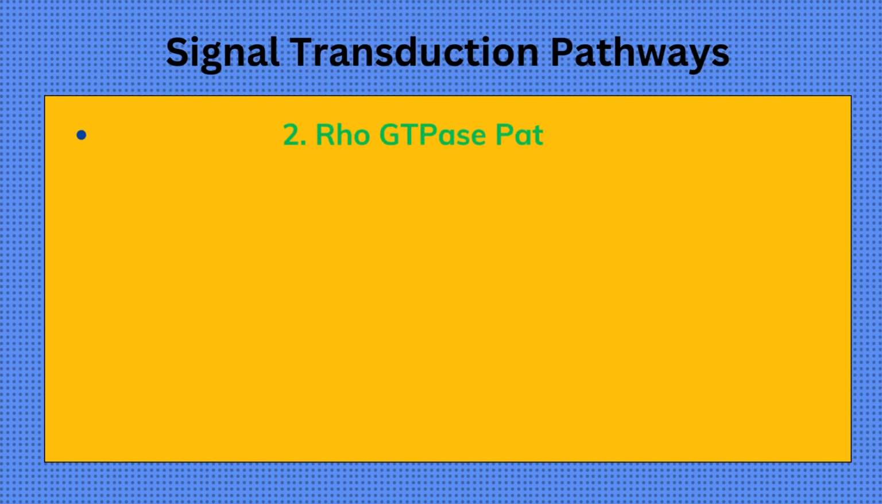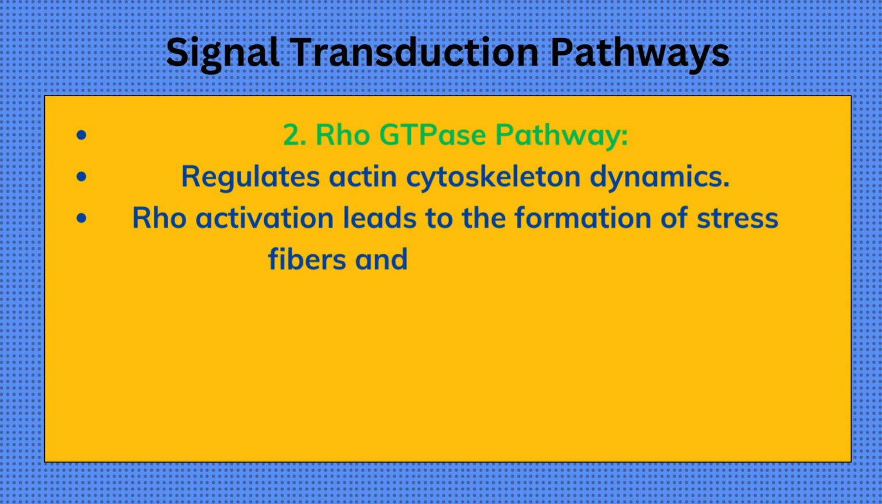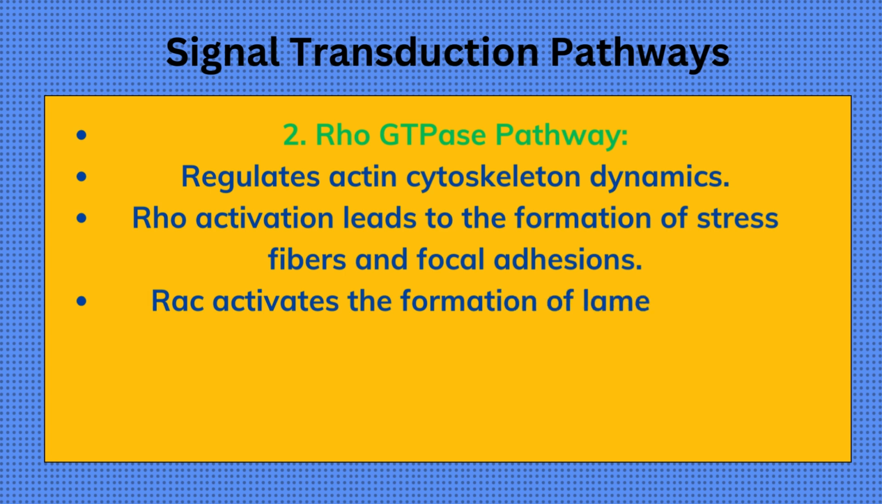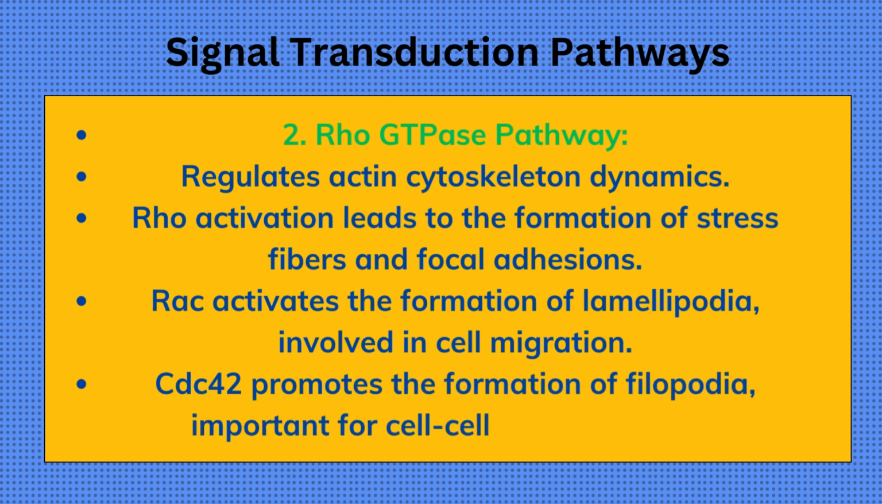2. Rho GTPase pathway, regulates actin cytoskeleton dynamics. Rho activation leads to the formation of stress fibers and focal adhesions. Rac activates the formation of lamellipodia, involved in cell migration. CDC42 promotes the formation of filopodia, important for cell-cell communication.